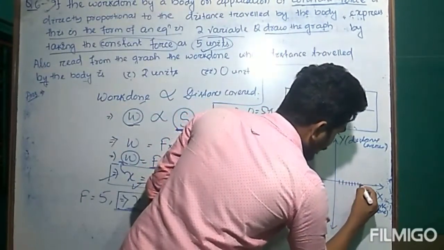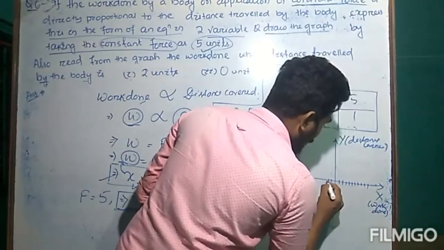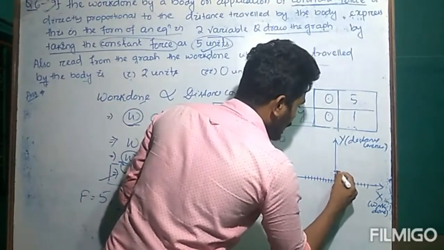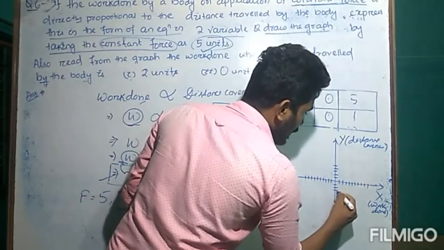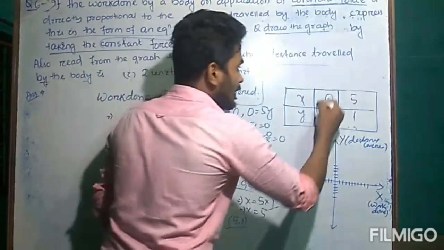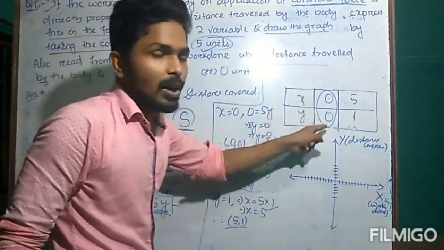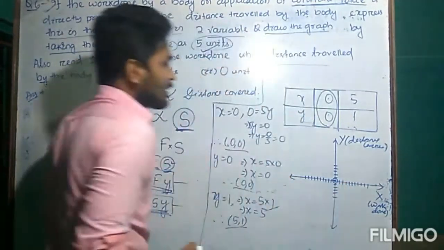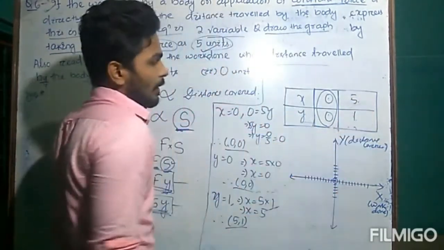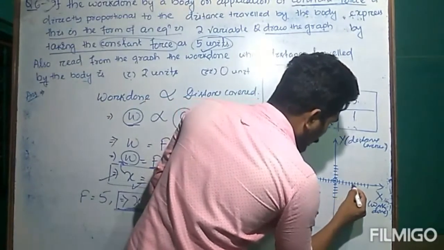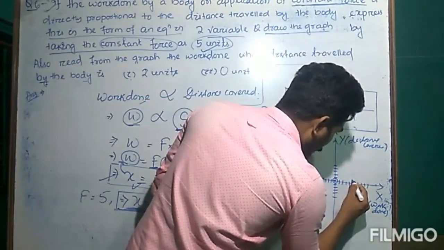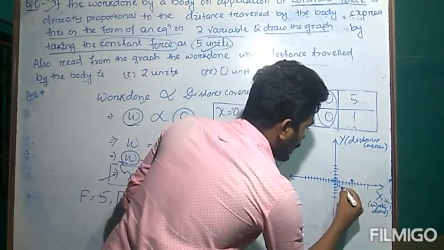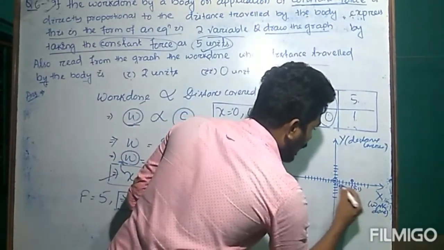So let us represent 0, 0. 0, 0 means it is the coordinate of the origin. This is the origin. Next is 5, 1. So 1, 2, 3, 4, 5 and this is your point 1. Understood? So this is 0, 0 and this is 5, 1.